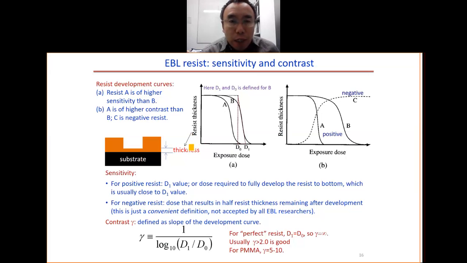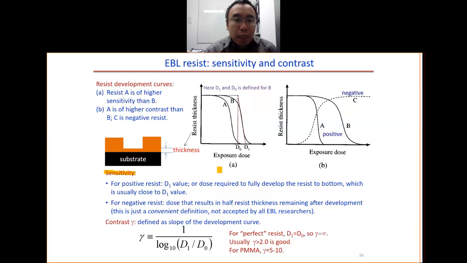As you know, for the case of positive resist, with a higher dose, this will be developed to the bottom, so the thickness will become 0. With a low dose, the thickness is the full thickness, like 100% thickness. So this is the case for the positive resist. For the negative resist, a higher dose will make all the resist remain, and a low dose makes all the resist gone after development. So now let's define sensitivity.